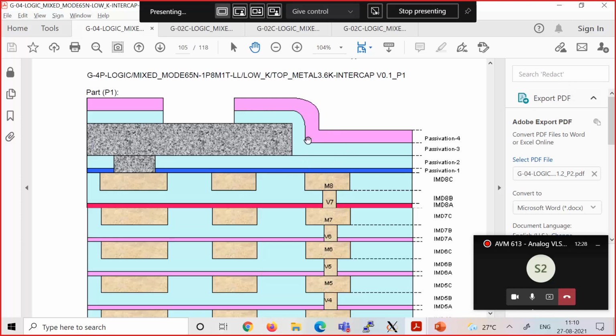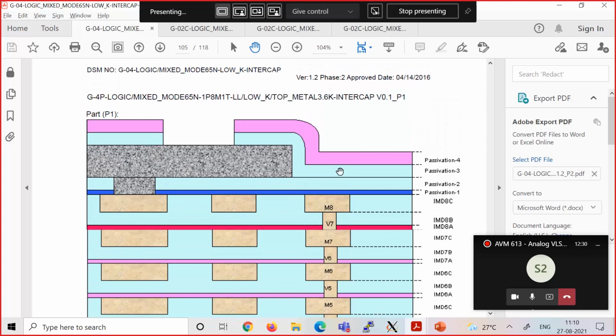Basically what you do is, they will form an opening in the passivation and they will make a contact to this metal 8 layer. Okay, so all the contacts to the outside world will have what is called a bond pad, and there will be a bond wire connecting here to the outside, basically to the pin on your IC package. Okay, so that is how you connect to the outside world.